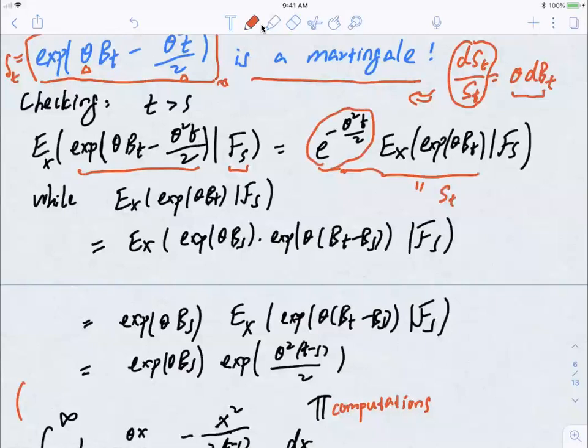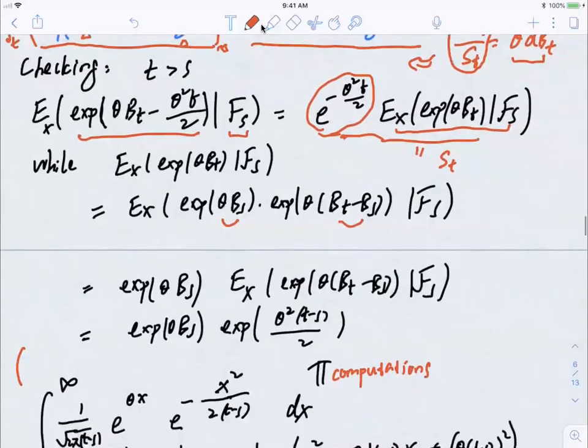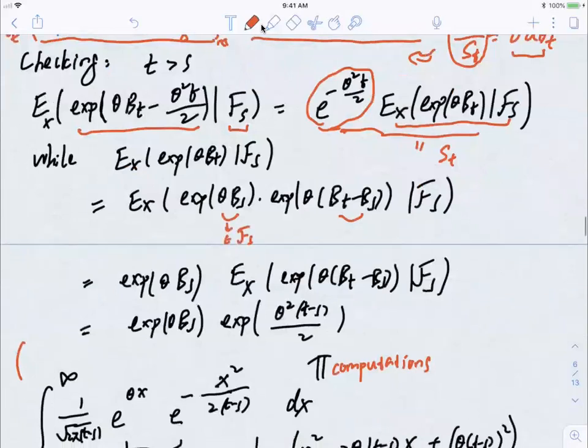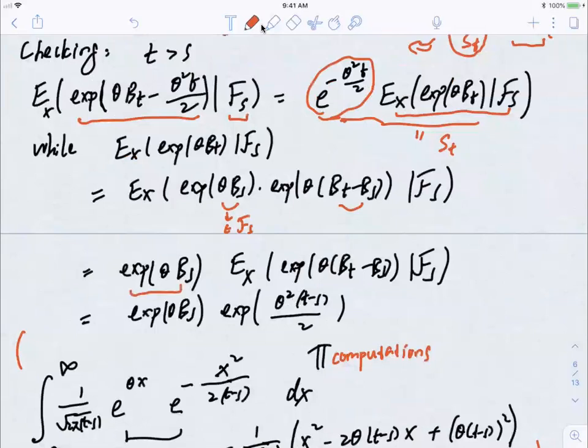This factor can be put out, right? So we can just check this part. Okay, how to do that? The idea is simple, as in the homework. Just break B_t into the B_s part and the increment part. So the first part is F_s measurable, so we can put this out.